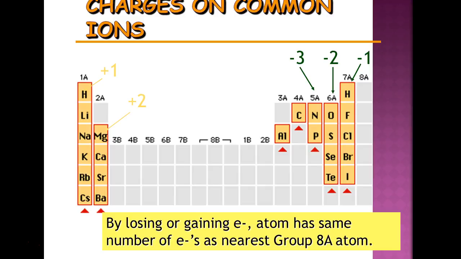So by losing or gaining electrons, atoms will have the same number of electrons as the nearest group 8A or noble gas atom. That's the whole point. Atoms are trying to become stable like the 8A noble gases, so they're going to gain or lose electrons to do so. All right, that is it.